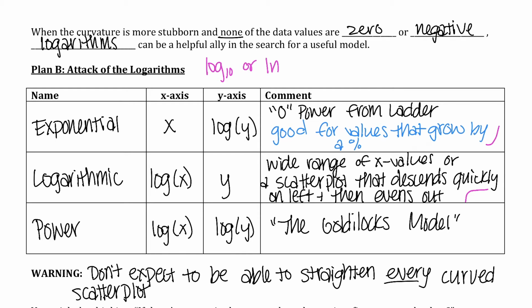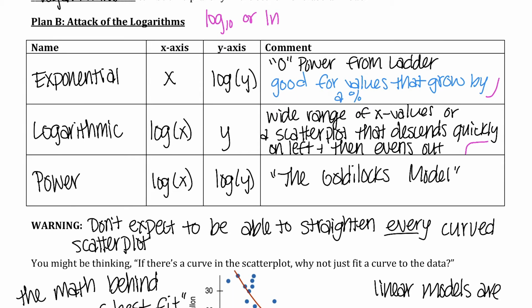If neither of those work, we go to the Goldilocks model, which is your power model, and that's when you actually take the log of both x and y. Okay, so that's your last resort. You tried everything else. You're like, I just can't do it. You take log of both and hope for the best. If that doesn't work, you're done. All right, I got this warning down here. Don't expect to be able to straighten every curved scatter plot. Okay, you try out some of them. You go through. You're like, it's just not getting better. You look at the residual plots and they don't look better. That's okay. You tried. You say, here are some examples. Here are my scatter plots. You can see they don't look good. I got nothing left. Okay, you can't fix everything.